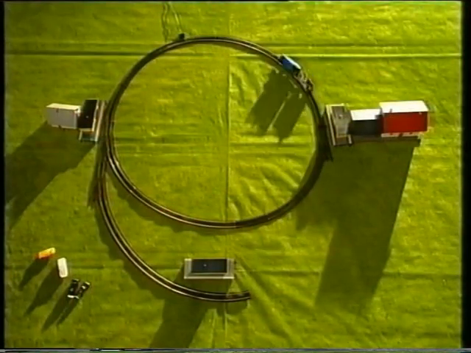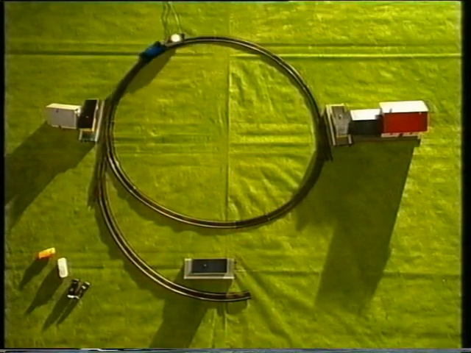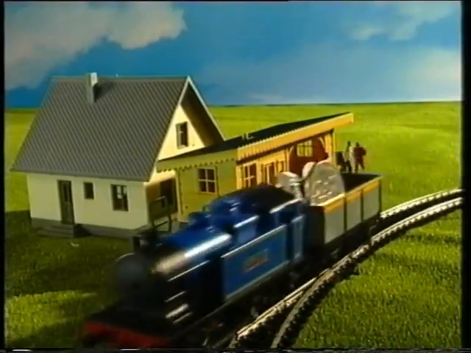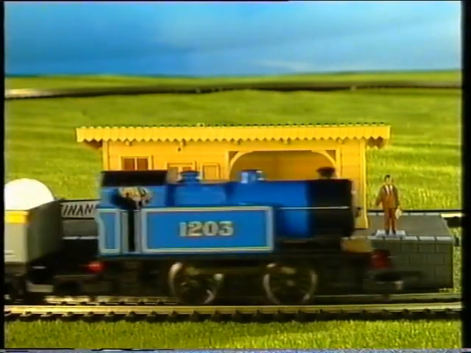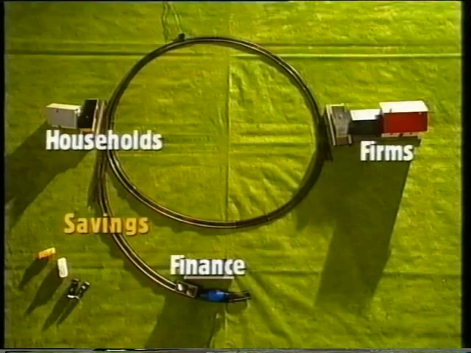When a household saves some of its income, it reduces expenditure, and money flows out of the circular flow. Savings are said to be a leakage from the circular flow.